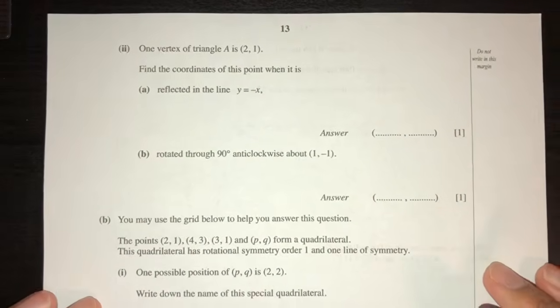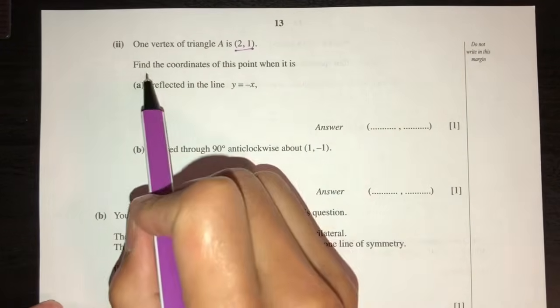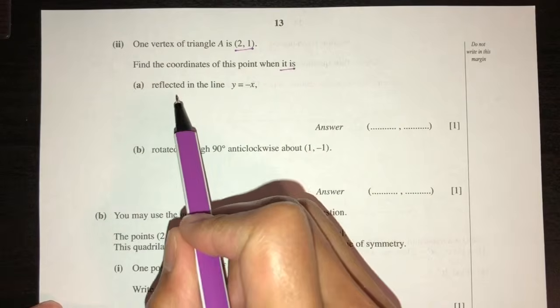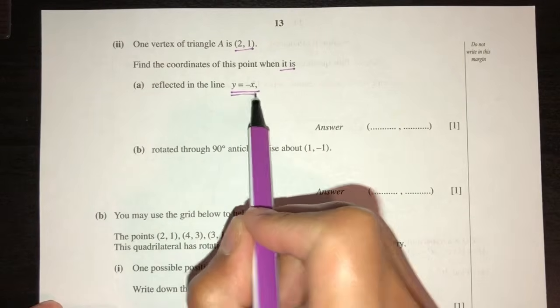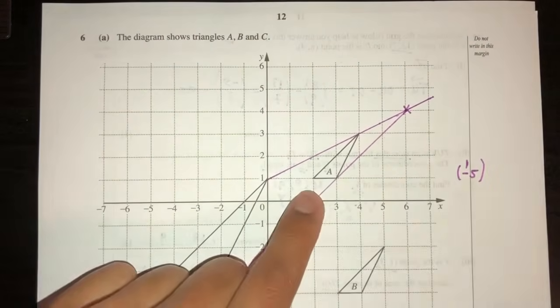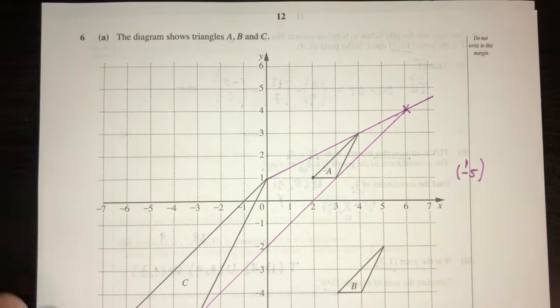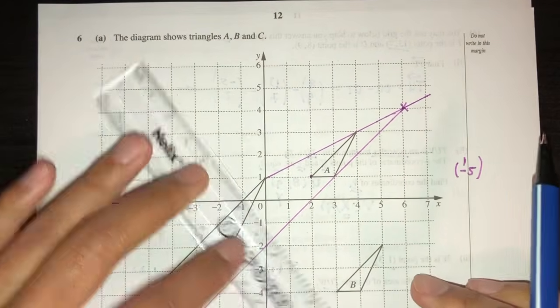It says one of the vertices of A is 2, 1. Find the coordinates of this point when it is reflected in the line y equals minus x. So let's have a look. Here we have A, 2, 1, this point. So what happens if it is reflected in the line y equals minus x?